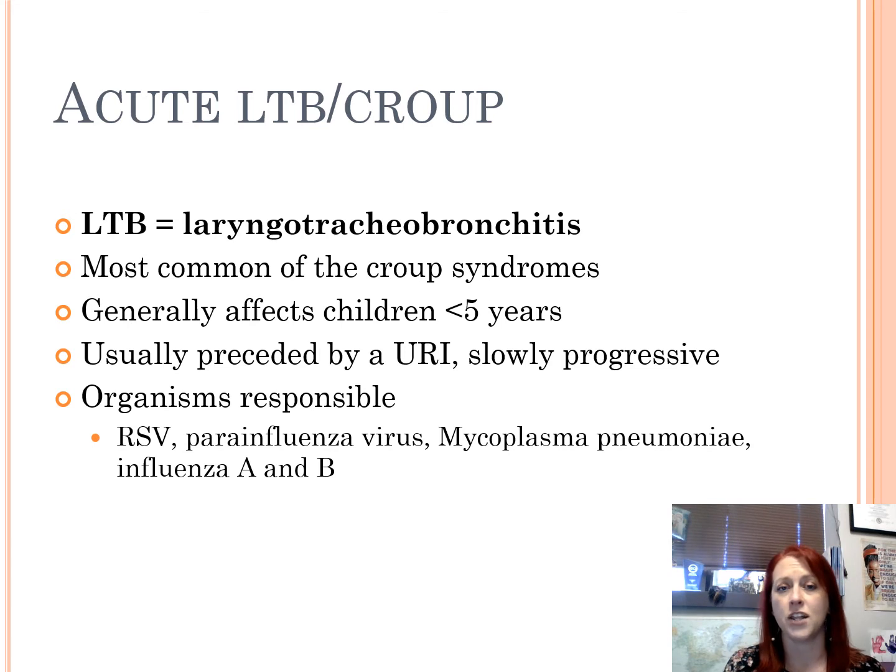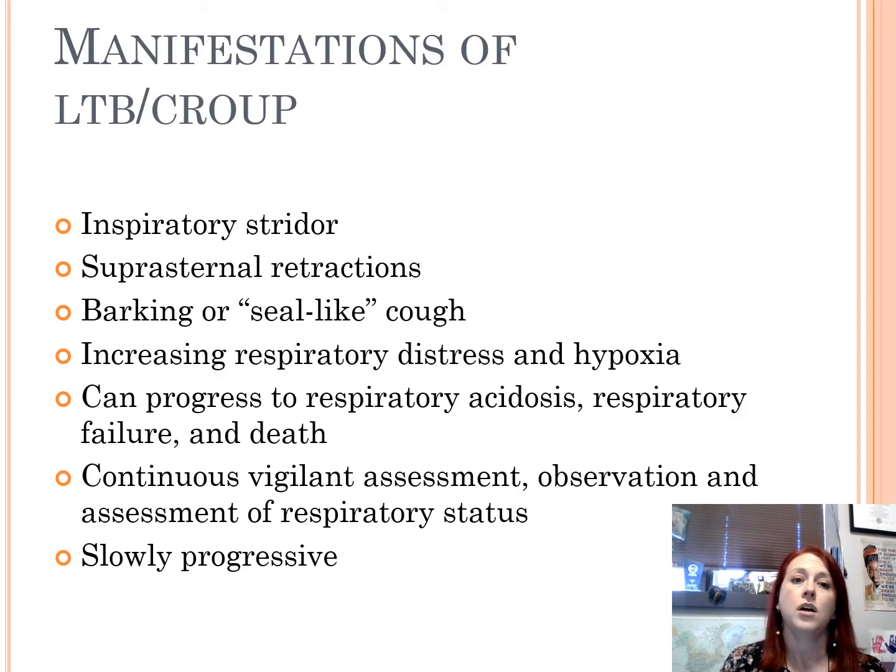It's that infection, that virus that's causing inflammation of the laryngotracheal area that's causing these symptoms to happen for this patient. So again, upper airway is what we're seeing with this one. And that could be things like that inspiratory stridor, that squeaky sound as they're breathing in, not lower airway, upper airway. A lot of suprasternal or supraclavicular retractions as they're trying to breathe and open up that throat. That barky seal-like cough.